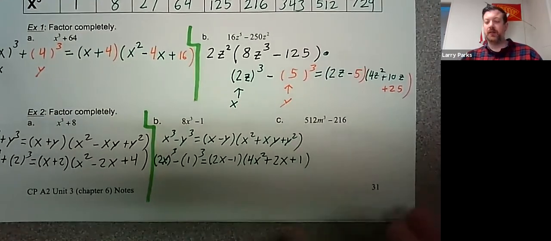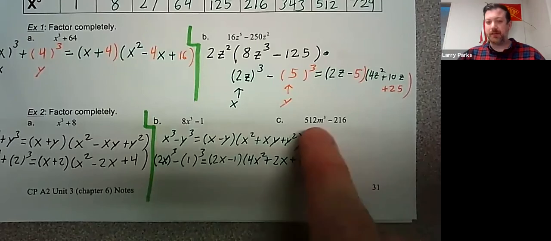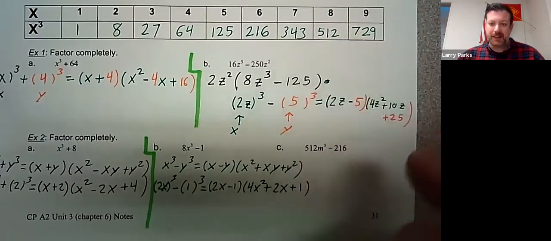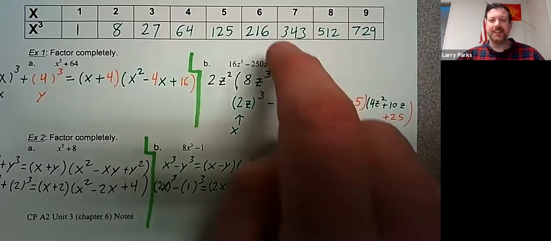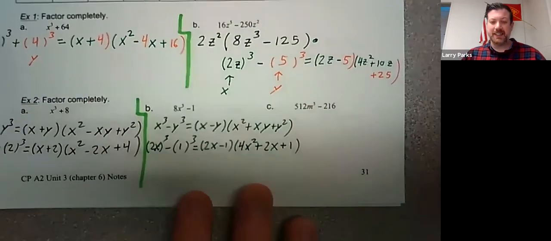All right. Let's look at one last example. And it might look hard because they're large numbers, but 512, here we go. It's 8 to the third. 216 is 6 to the third. So it's exactly the same way.